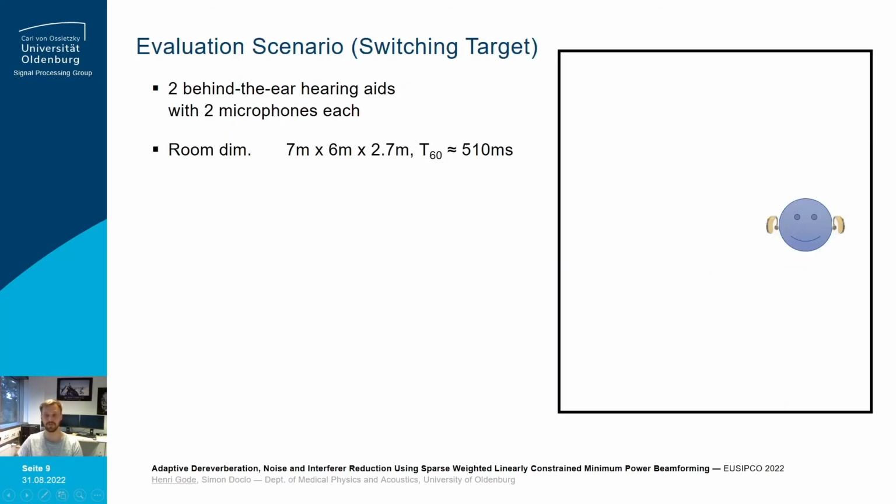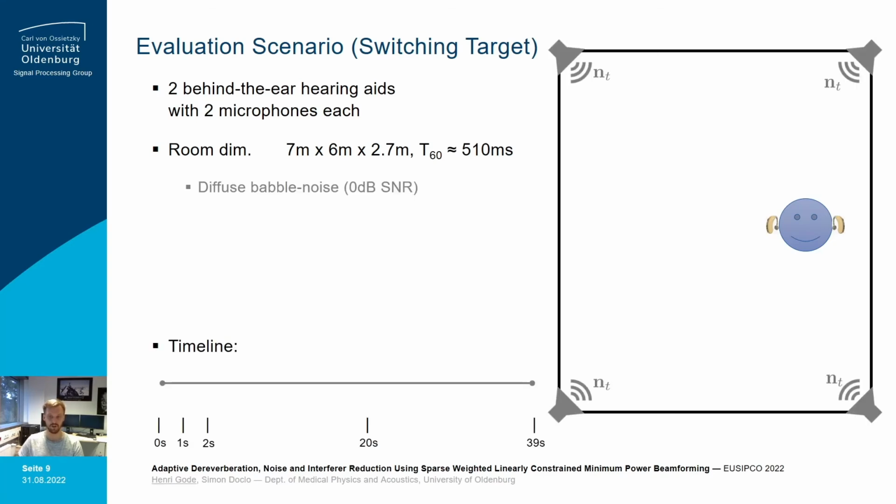So to compare the proposed adaptive wl.CMP beamformer with its non-adaptive version, we simulated left and right behind-the-ear hearing aids, each having 2 microphones, in a room with a reverberation time of T60 equal to roughly 510 milliseconds. Recorded diffuse babble noise was always active with an SNR of 0 dB.